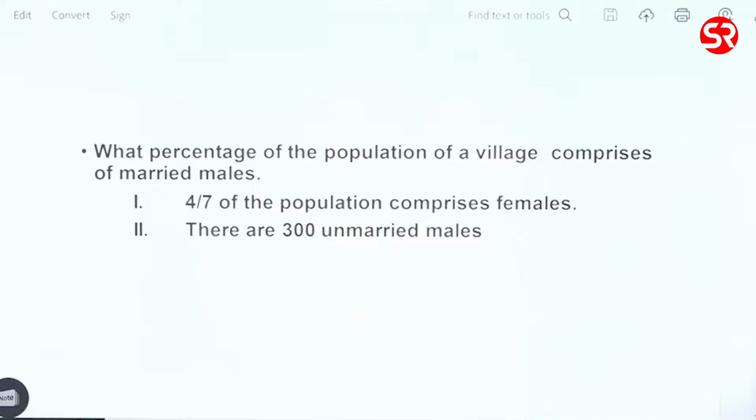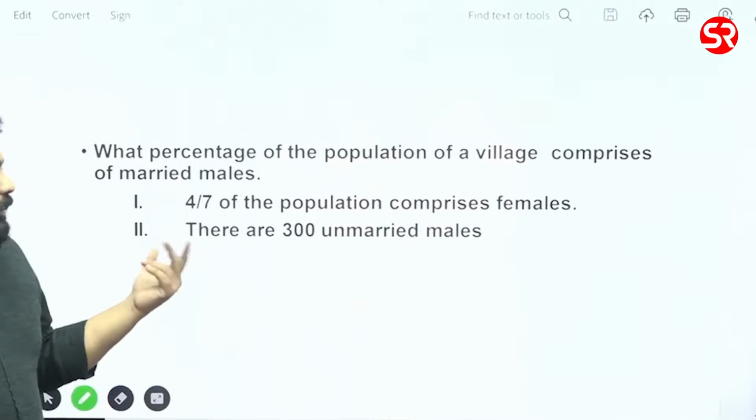Now you see what you're dealing with. 9 questions last year. See, all 9 gone. If you have not done the rules, all 9 were gone actually. And that's the reason most of the students have struggled, because they never knew this. So what percentage of population of a village comprises of unhappy, married males? Guys?